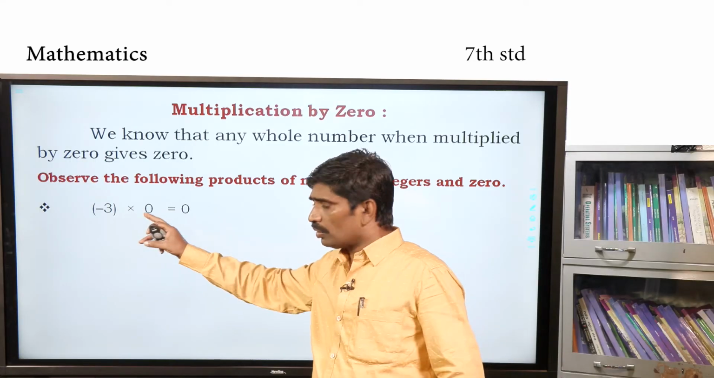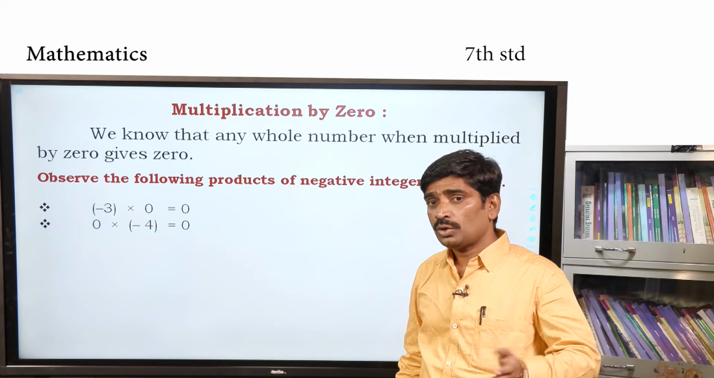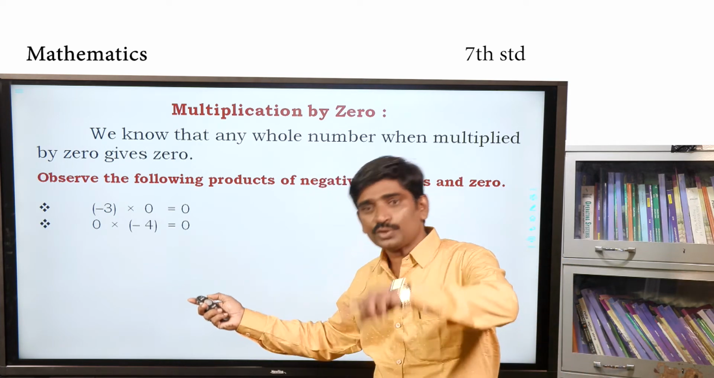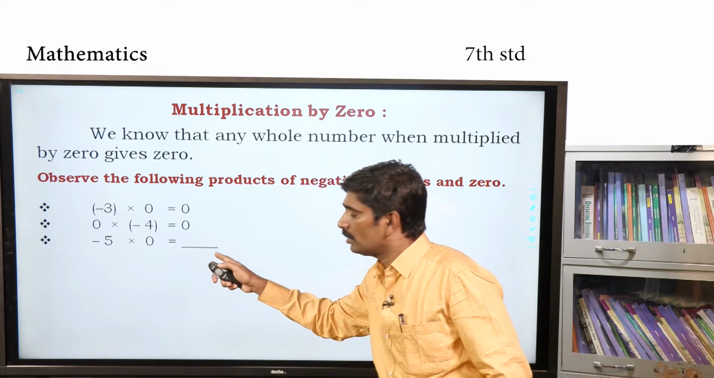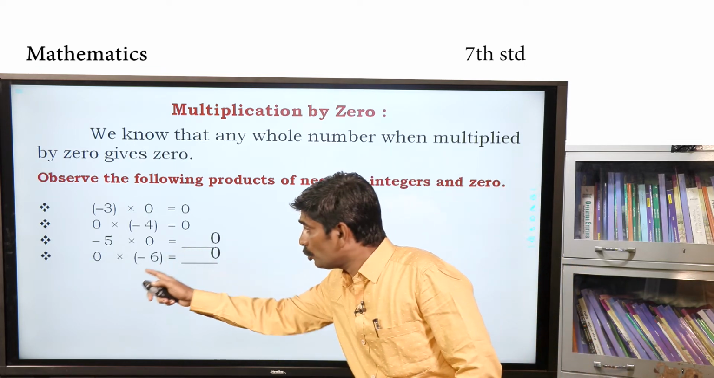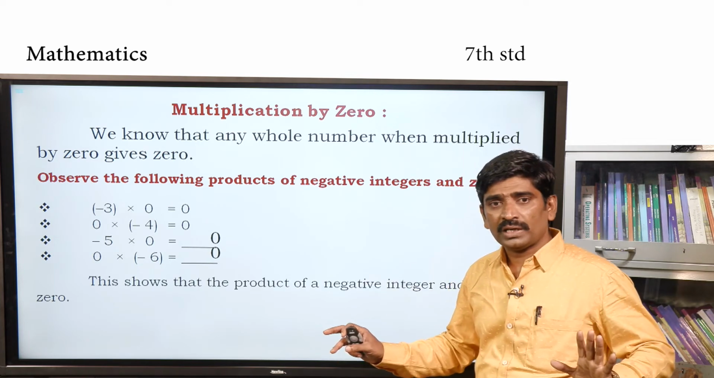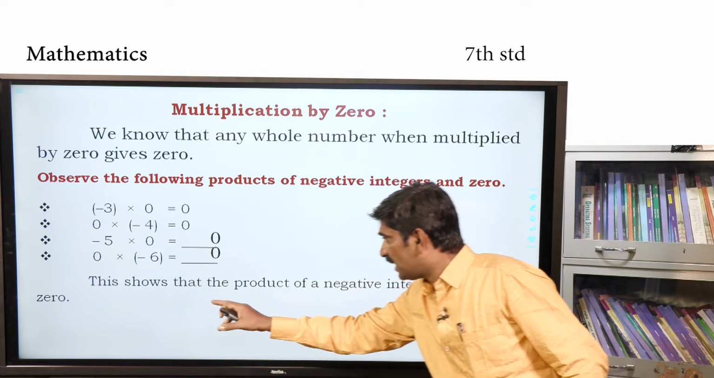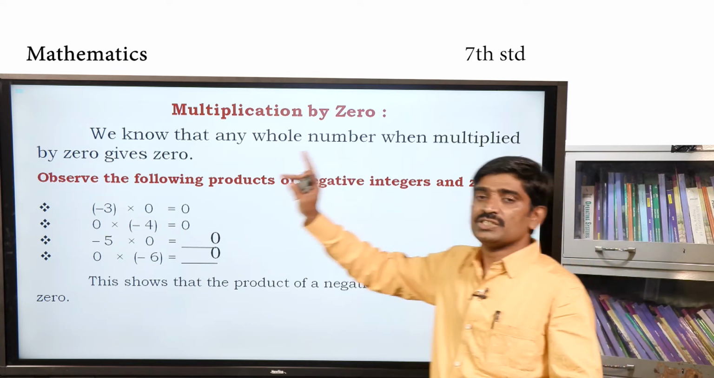Minus 3 into 0 is 0. Yes. Next, 0 into minus 4 also 0. Minus 5 into 0 is 0. Okay. 0 into minus 6, that is also 0. What we observe here? This shows that the product of a negative integer and 0 is 0.